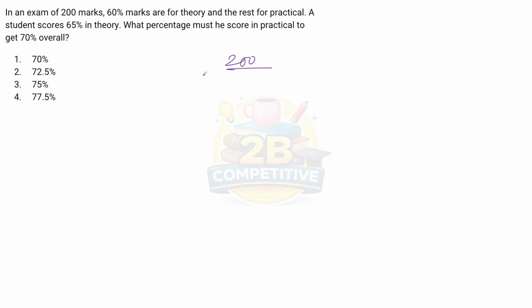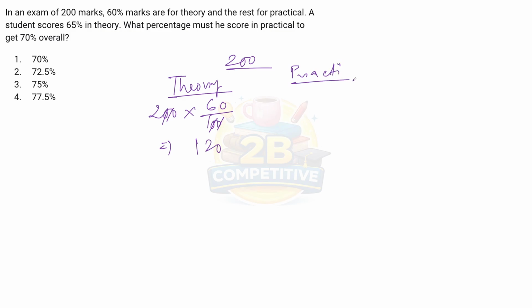Total is 200. Out of this, theory is 60% of 200, so theory will be 120, and the practical is the rest, meaning 200 minus 120, that will be 80. Now it's saying a student scored 65% in theory. So out of 120, he or she got 65%. So 65% of 120 is 78.